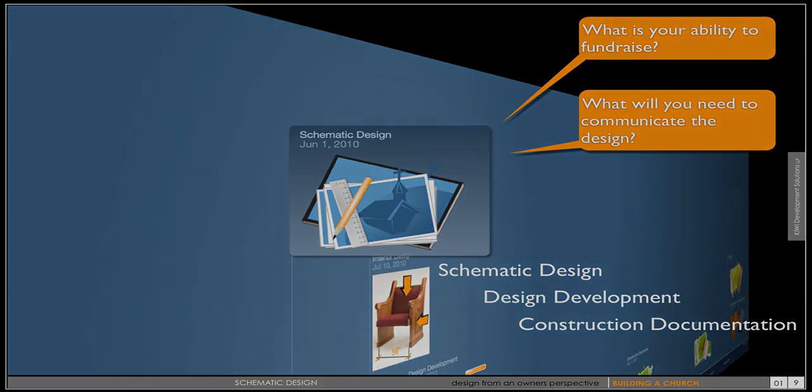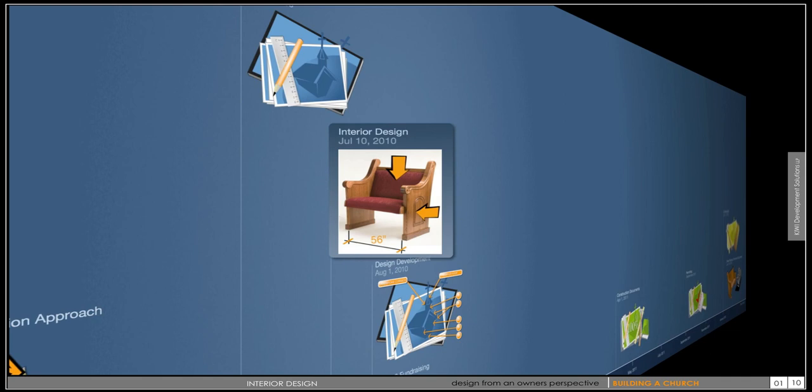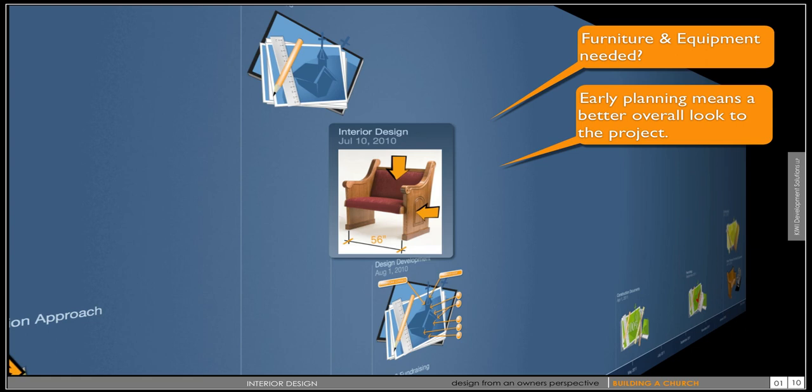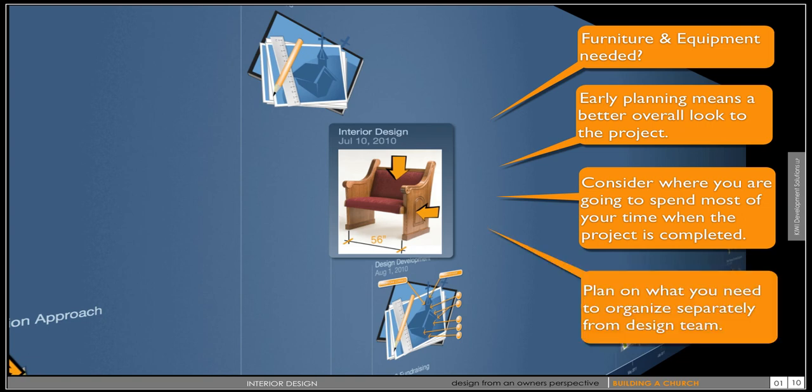So another consideration early in the design process is from an interior design standpoint. Often it is up to the church to organize certain equipment and furniture. This can be done by an interior designer or an architect that has an interior designer as part of his firm. But the reality is, think about it now, because when you think about interior design later in the process, it often is too late to effectively integrate furniture and equipment without going back through the design process.